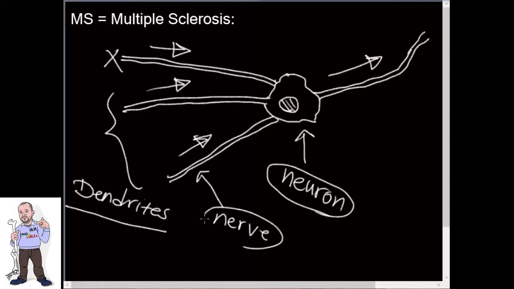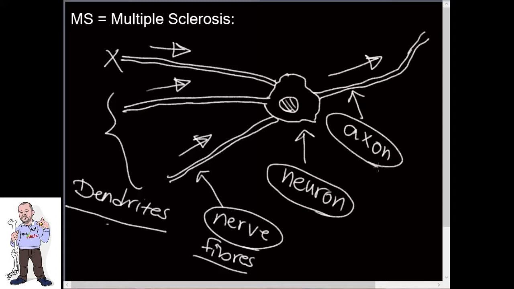Clear? Actually, in some books, they believe neuron is the whole package. But again, it's okay. Let's use it this way to understand. Neuron, these are nerve, or sometimes we call it nerve fibers. The nerve fibers that bring the electricity to the neuron, we call dendrite. The one that takes it out, we call axon. Does that make sense?